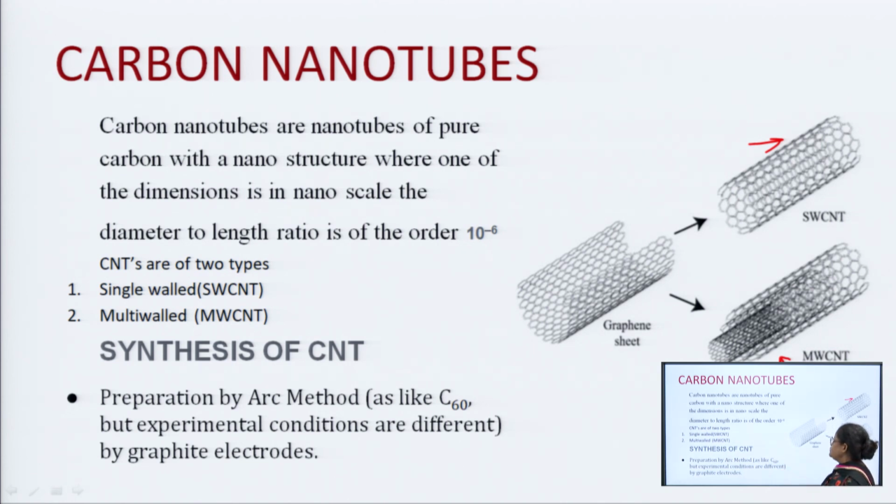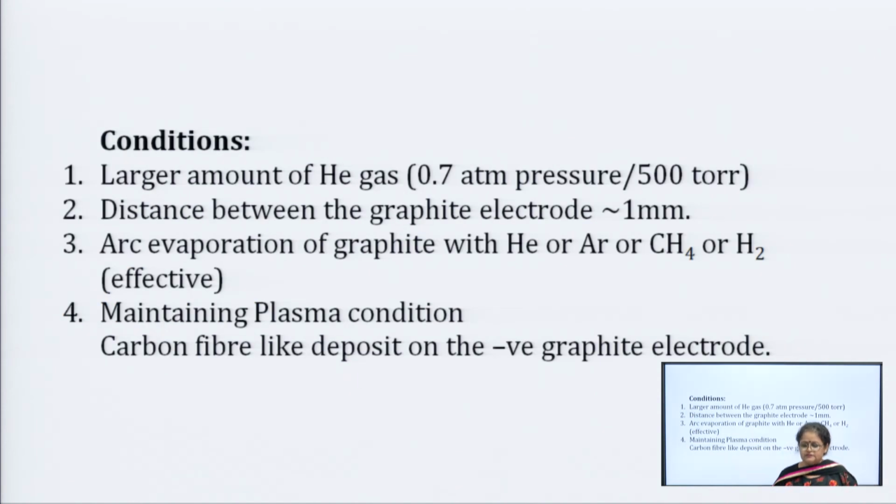That is why the experimental conditions over here are a little different from normal fullerene, that is carbon 60. Okay, or using graphite electrodes. And in fact, let's have a look at some of the conditions for preparation of carbon nanotubes. A large amount of helium gas, because the whole experiment has to be conducted under an inert atmosphere and therefore helium gas is required.